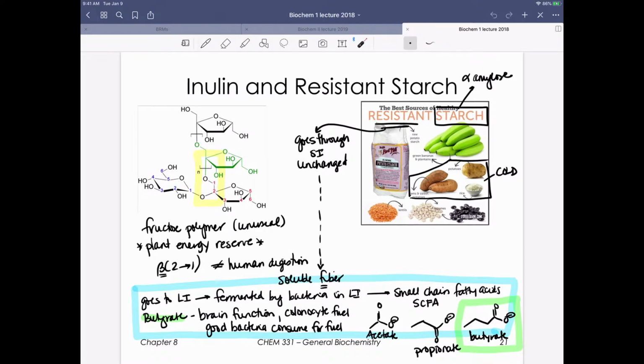So just one thing to highlight that's important in terms of the sources that we see for resistant starch. Bananas, specifically not ripe bananas, so green bananas are a good source of this resistant starch. And even things like rice and potatoes are a really good source of resistant starch, but if they're cold.